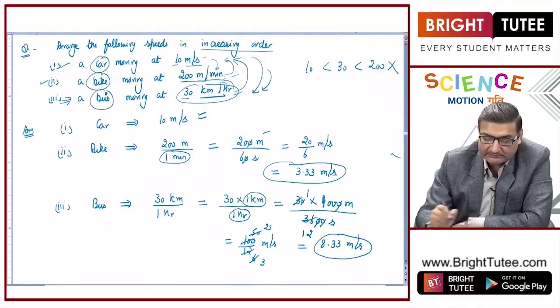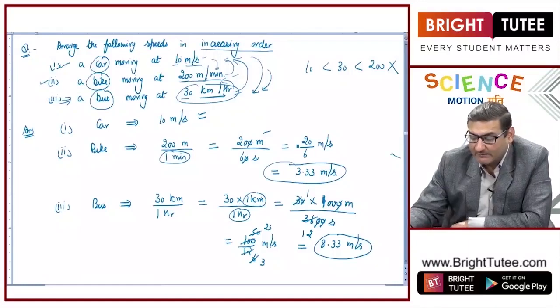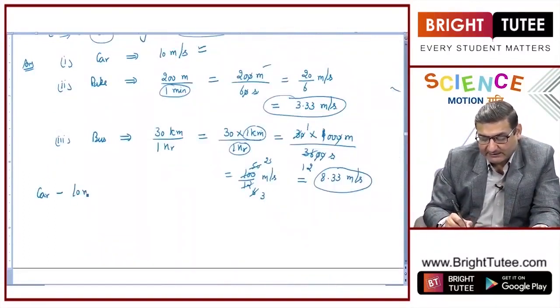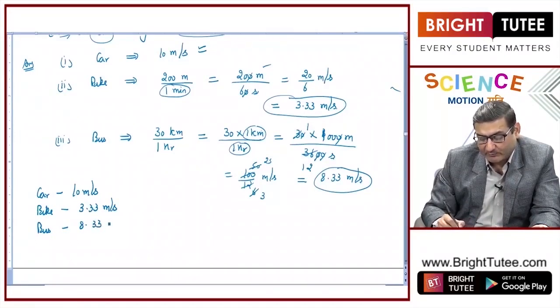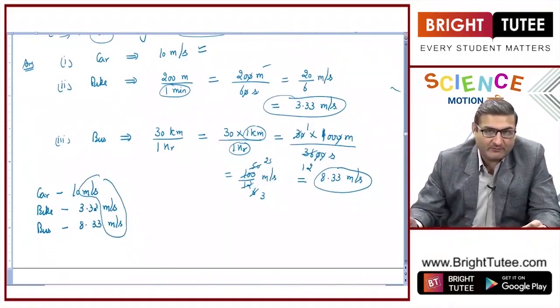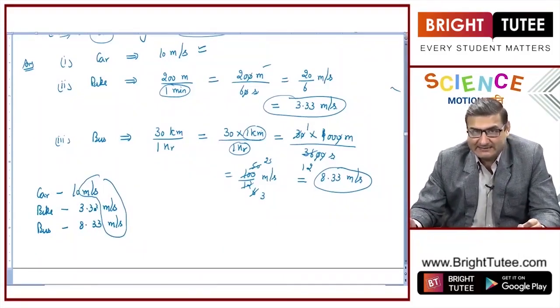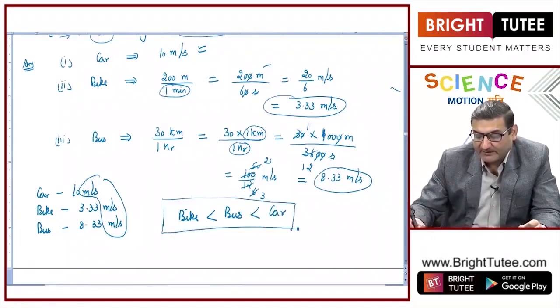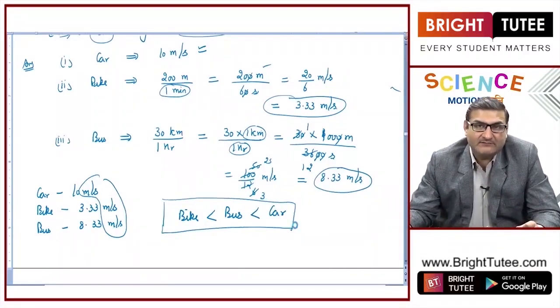So, now I have got all the 3 objects, whether it is the car, the bike or the bus, all the 3 in meter per second, and now I am in a position to compare and relate. The speed of the car is 10 meter per second. For the bike, it came out to be 3.33 meter per second, and the bus is traveling at 8.33 meter per second. Because the units are the same, it is very simple for me to compare, and because I am asked to arrange them in increasing order, I will write that the speed of bike is less than the speed of bus, which is further less than the speed of car. So, this is the way I will arrange them in their increasing order of speeds.